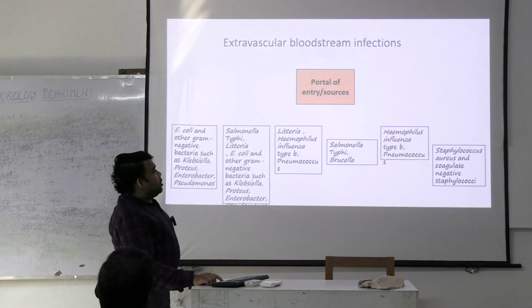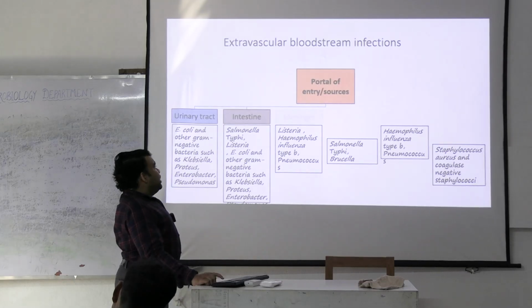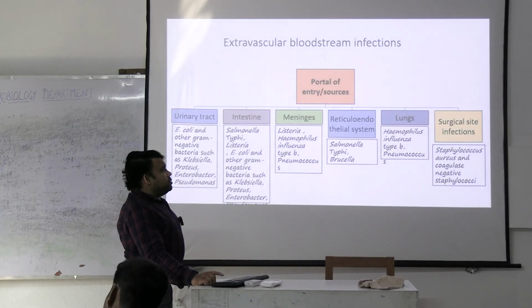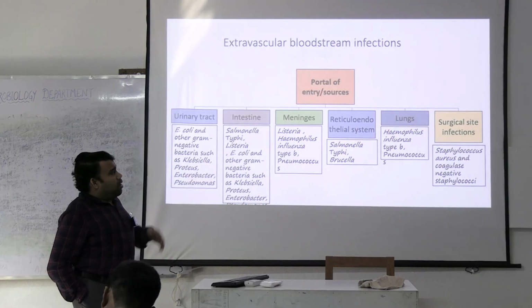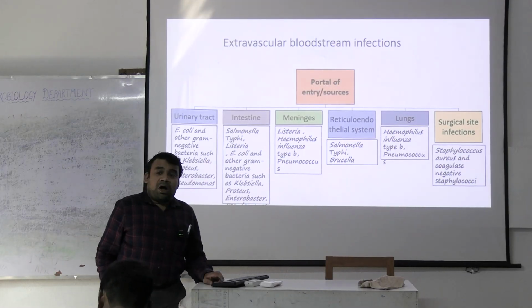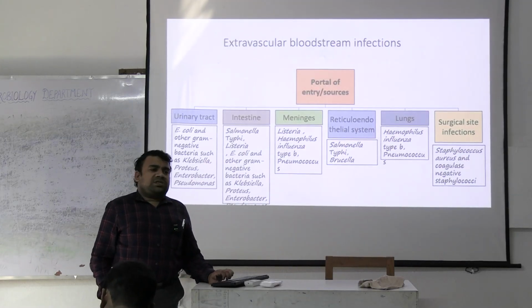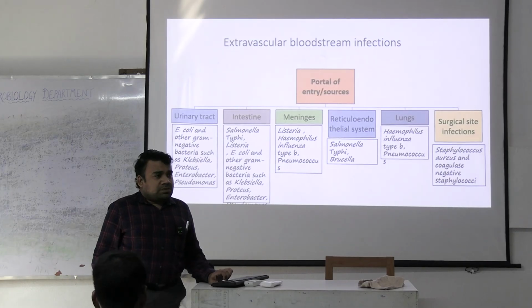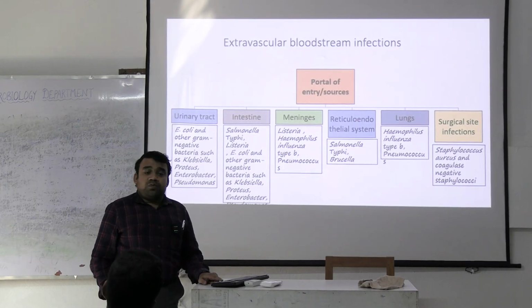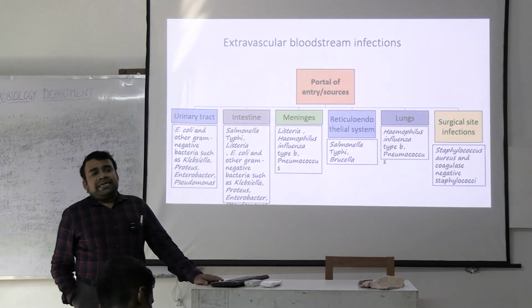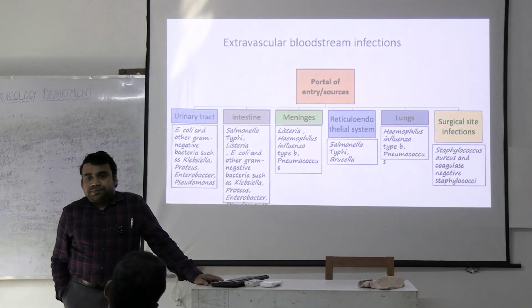Now, this is a short list of how they gain entry into the bloodstream. It could be through the urinary tract, intestine, respiratory tract, or reticuloendothelial system, or even through wounds like a surgical wound or traumatic wound. These are the gross sites from which a bacteria can enter into the bloodstream.